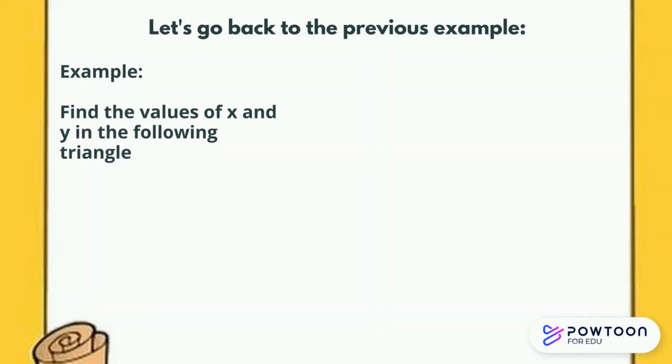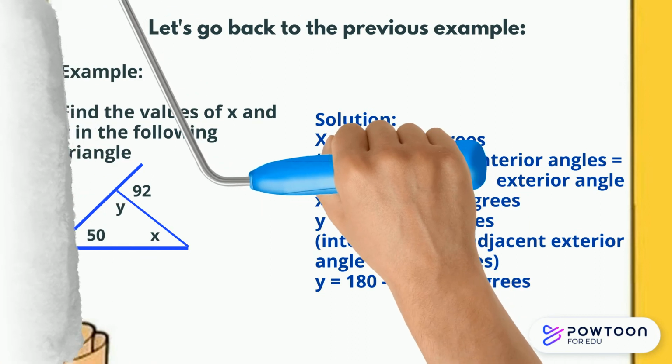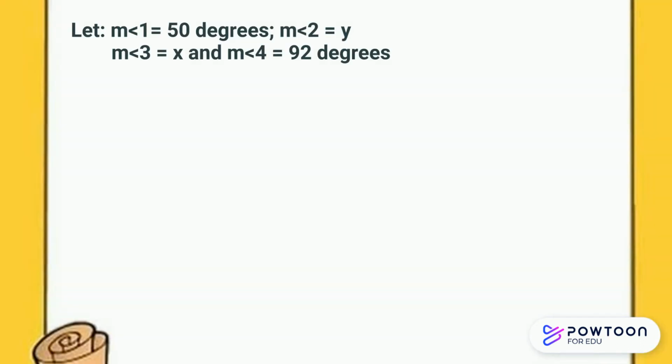Looking back to our previous example, remember that our exterior angle measures 92 degrees. Our interior angles 50 degrees, x and y. But remember, 50 degrees and x are our remote interior angles, and y is our adjacent interior angle. Assigning now numbers to each angle, let us say, the measure of angle 1 is equal to 50 degrees. The measure of angle 2 will become y. The measure of angle 3 is x. And the measure of angle 4 is equal to 92 degrees.